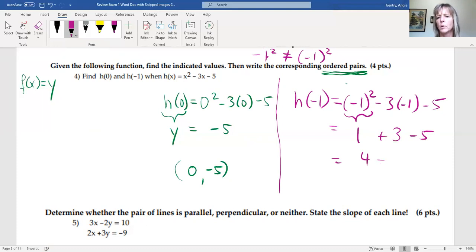1 plus 3 is 4, then you get a -1. Y equals -1 when x equals -1. So this is just a coincidence that they're both -1. Essentially, x is what you put into the function, and y is what comes out of the function.